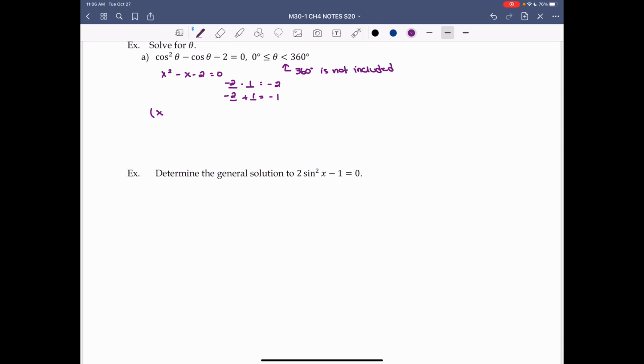So we get (x minus 2)(x plus 1) equals 0 as our factored form. And then we change the x's back to cos. We have (cos theta minus 2)(cos theta plus 1) equals 0. Look at when each factor is equal to 0. Cos theta minus 2 equals 0. Add 2. We have cos theta equals 2. But remember we said the highest value for cos and sine is 1. So this is not possible.